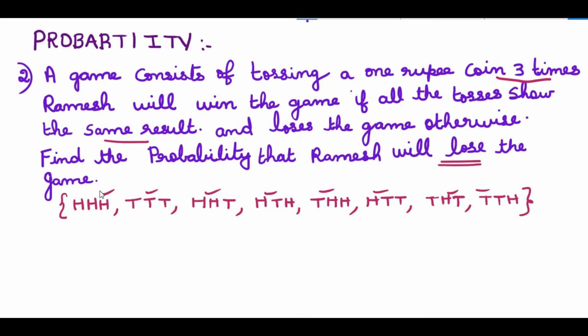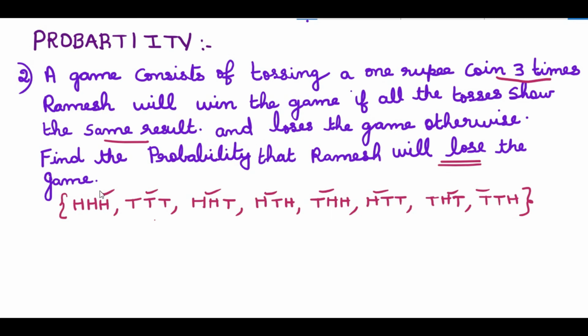Now Ramesh will win the game if all the tosses show the same result. That means if the first 2 cases appear, he may win the game. But our question is, find the probability that Ramesh will lose the game. So if the remaining 6 cases come, he will lose the game.